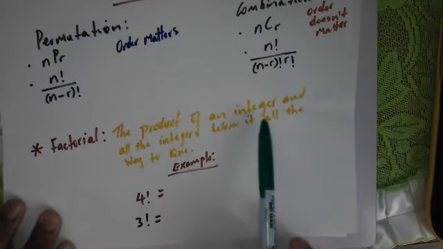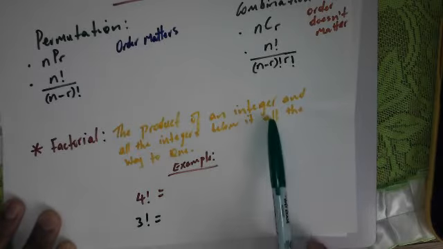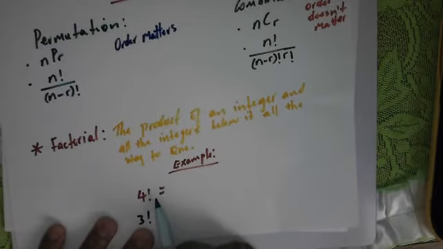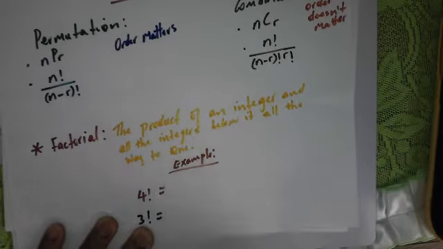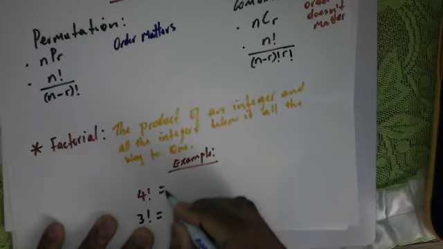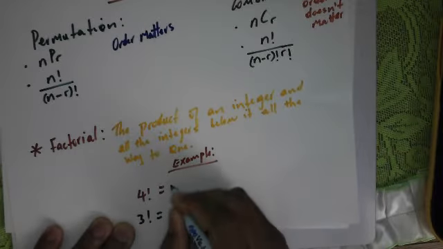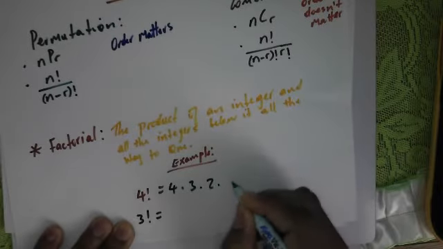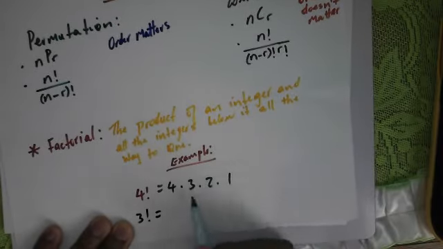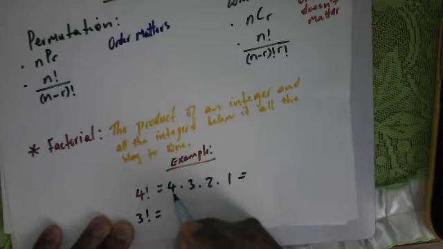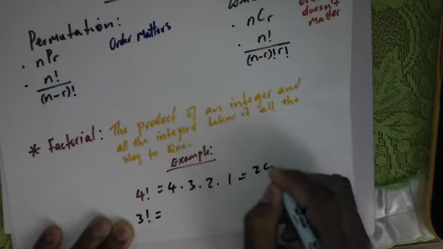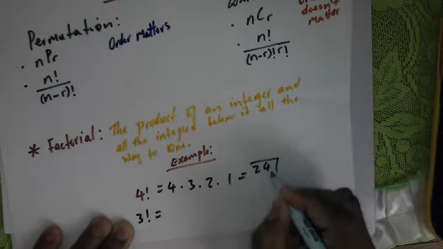Factorial is the product of an integer and all the integers below it, all the way to 1. Alright? So for example, we have 4 factorial here. Pretty much what you're doing is counting backwards while multiplying the terms. So if we count backwards all the way to 1, it would be 4 times 3 times 2 times 1. So we're counting backwards and we're multiplying all those terms. This would be 4 times 3, that is 12, times 2, that is 24, times 1, that is still 24. So 4 factorial is the same as 24.